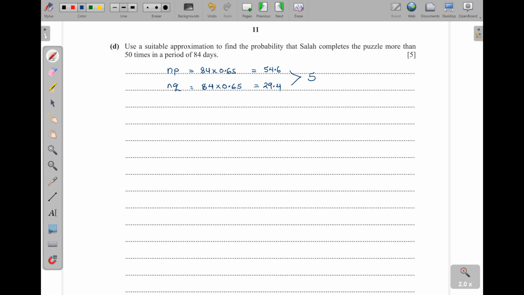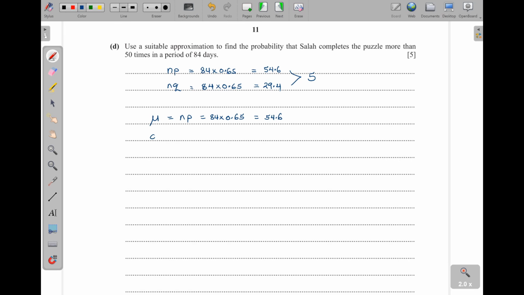Now, why are we approximating this binomial to the normal? If they say more than 50 times in a period of 84, that means you're going to say 51, 52, 53, 54, up to 84. It becomes so hectic. Okay, now we go to the normal distribution, but for the normal distribution, we must know the mean and the standard deviation. But we use this one of the binomial. So mean is going to be equal to NP, which we have seen up there that it is 84 times 0.65, which gives us 54.6.